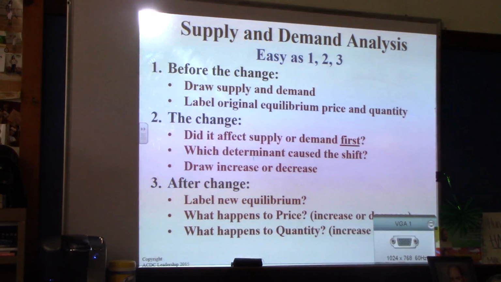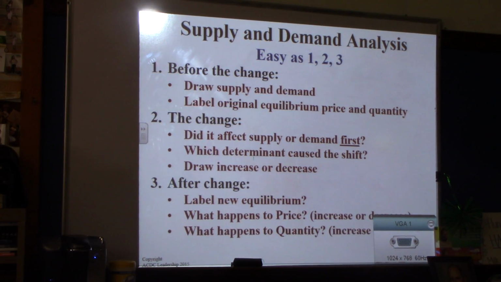So let's go ahead and look at the steps. I want you guys to go ahead and write these down. So what to do before the change? Label the equilibrium, and I showed you guys how to do that. P sub E, Q sub E. Then after that, you're going to determine what happened first, supply shifted or demand shifted. What's the determinant, right? Is it either one of the 5 shifters for supply or the 5 shifters for demand? And then is that going to increase or decrease supply or demand, whichever one you chose? And then afterwards, you're going to label the new equilibrium, and then you're going to tell me what happens to price. Is it increase or decrease, right?